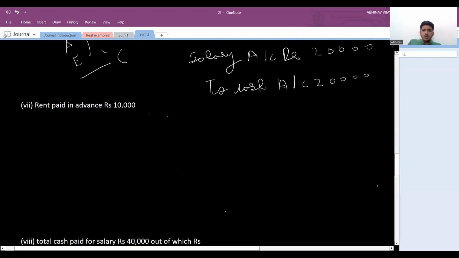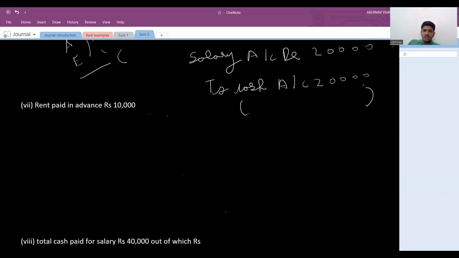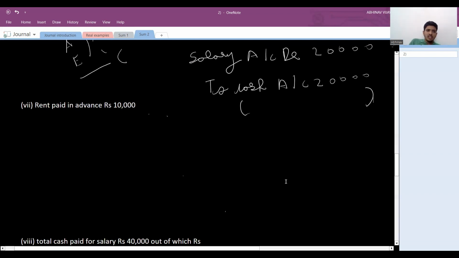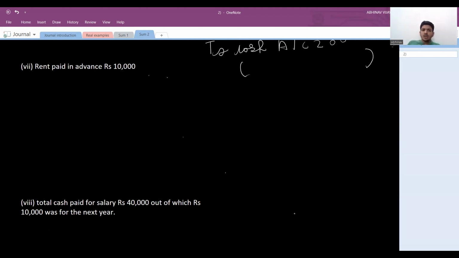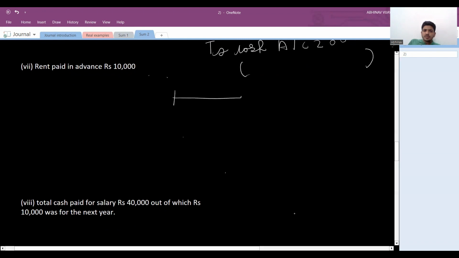Now you write narration: salary paid to Ram, or just salary paid, or anything. But make them understand what the entry actually is. Rent paid in advance, rupees 10,000. This case also we discussed before, right? Rent paid in advance. What does this mean?